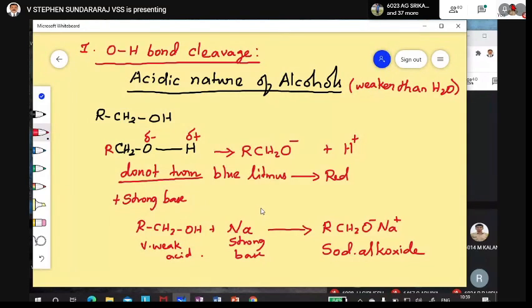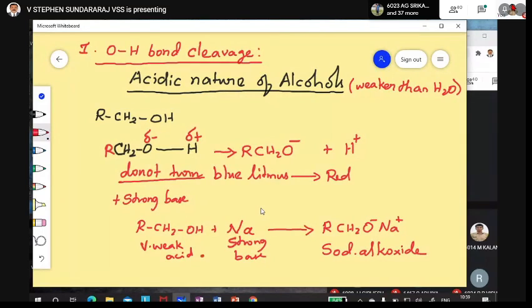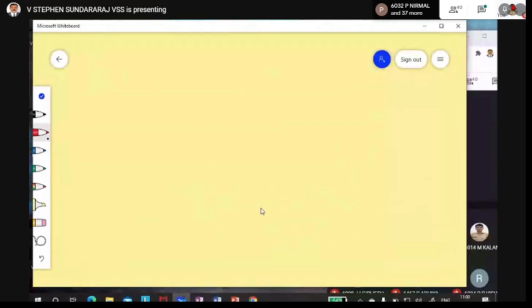Okay, now I'll come to the discussion. But before going there, I will prove that alcohols are a weaker acid than water. Acid means what? Acid means donate proton. So, a weaker acid than water.